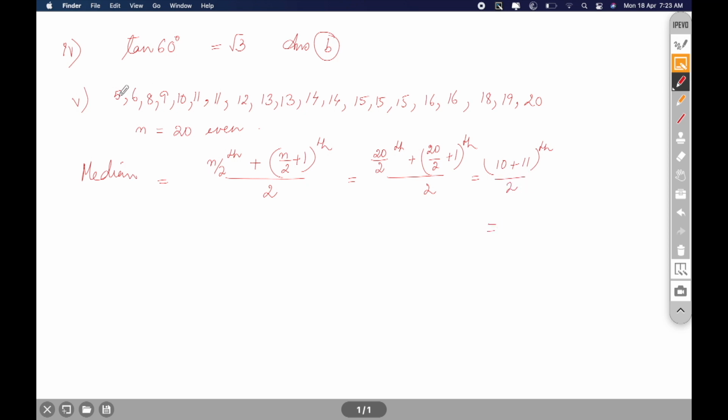So if you count from here, you can see the 10th observation is 1, 2, 3, 4, 5, 6, 7, 8, 9, 10. The 10th observation is 13, the 11th observation is 14, and the average of these two numbers is 27 by 2, giving us 13.50. Please note that writing two decimal places is necessary here. We will not end our answer as 13.5 but 13.50. So the correct option to this question is part C.